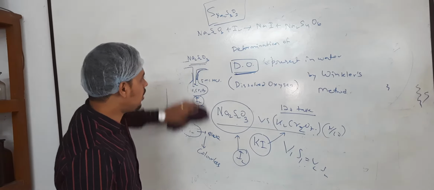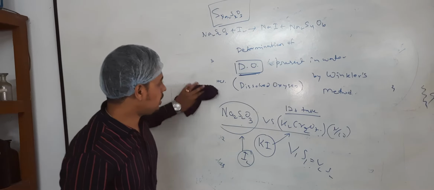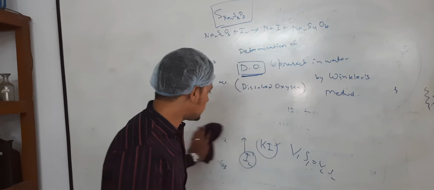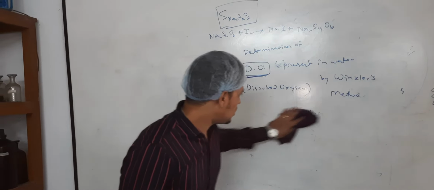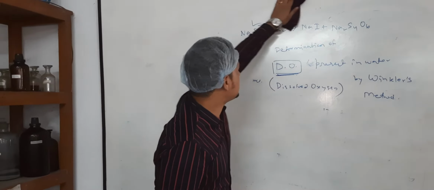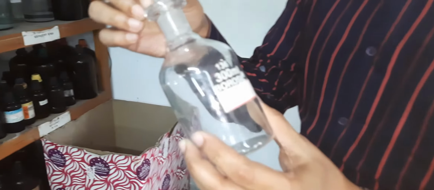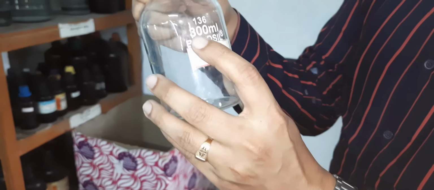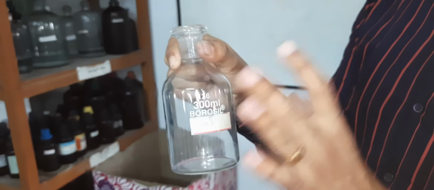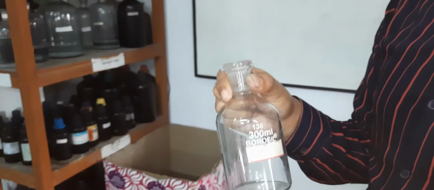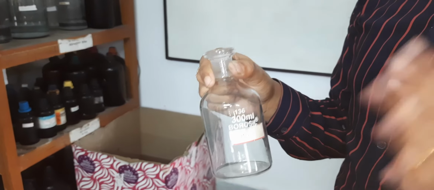Fine. Now we will do our main task, that means determination of DO. For this we need one apparatus that is known as a DO bottle. Look at this container. This is a DO bottle. Its capacity is about 300 ml. It is not calibrated. It may contain 320, 310. We will measure that.